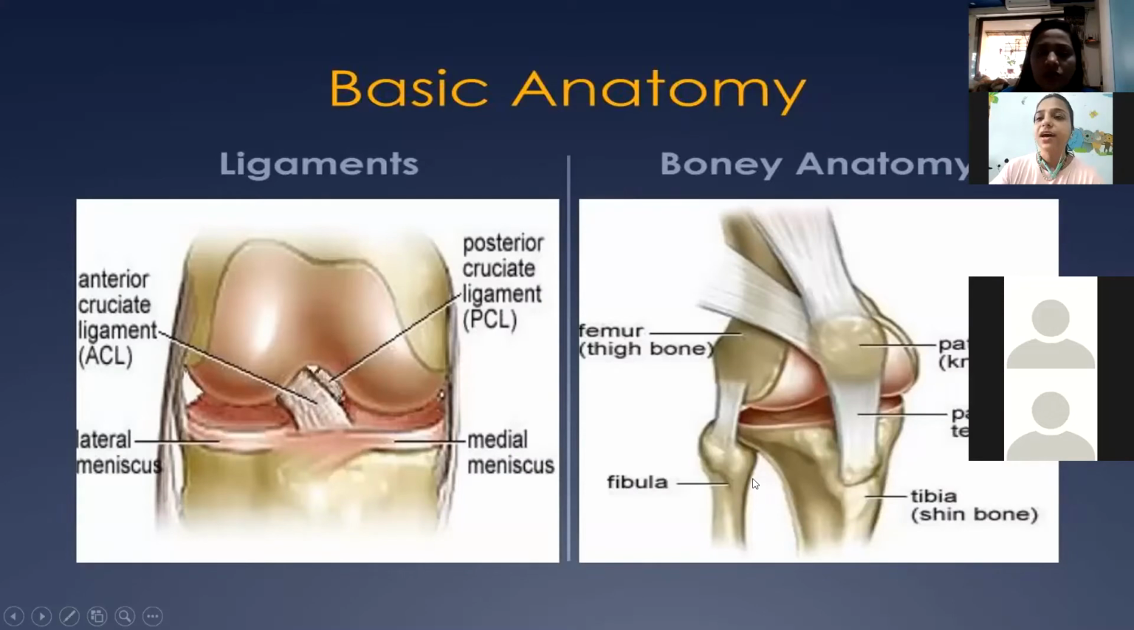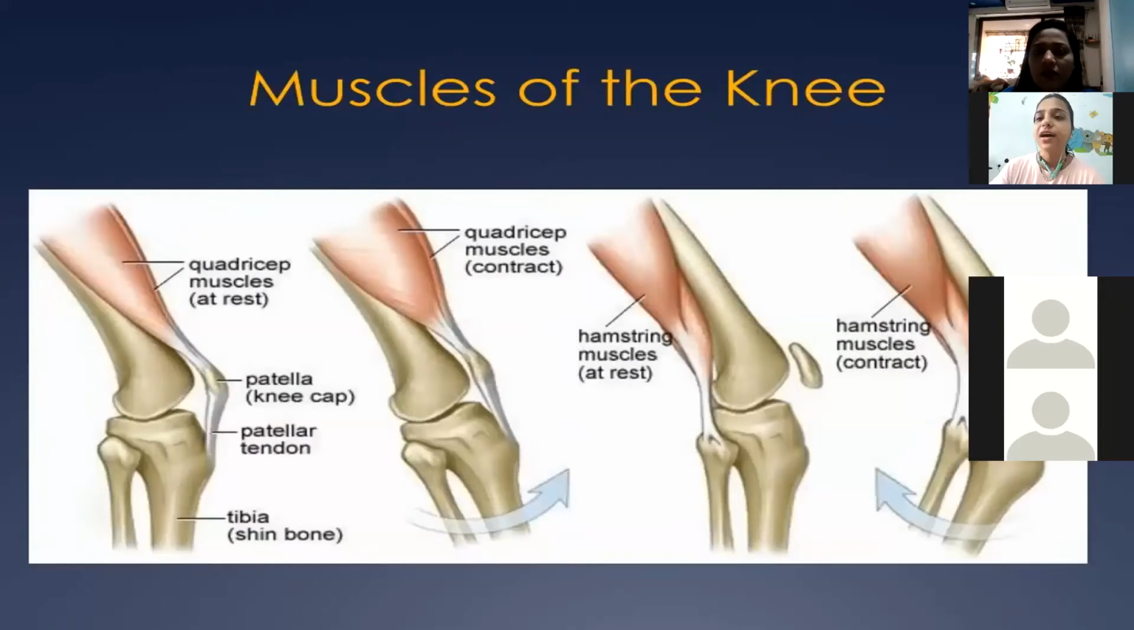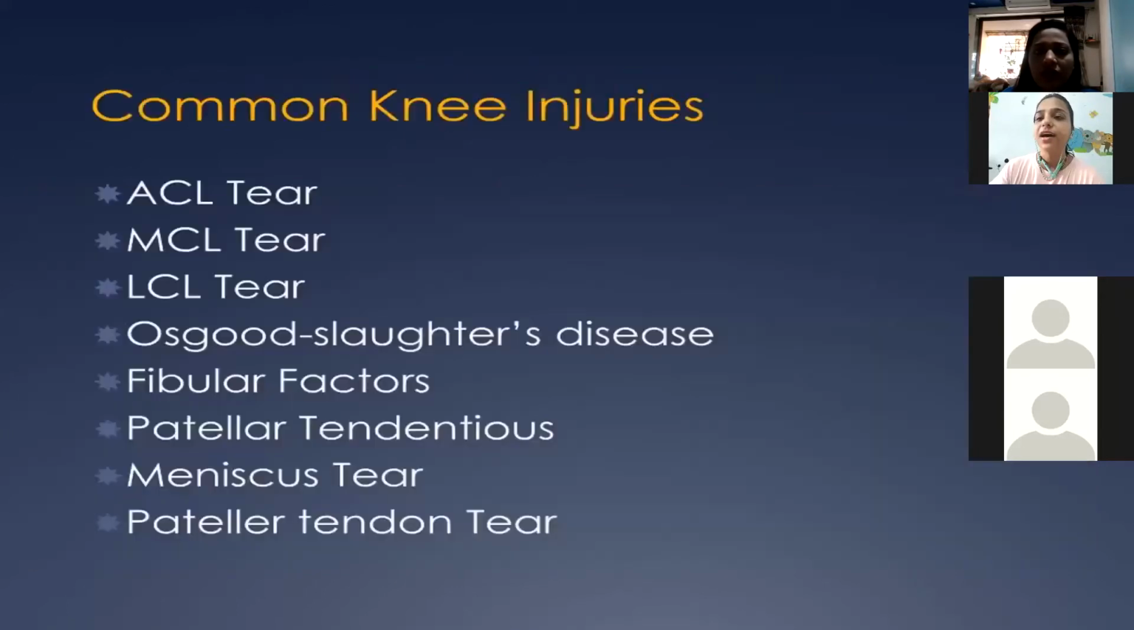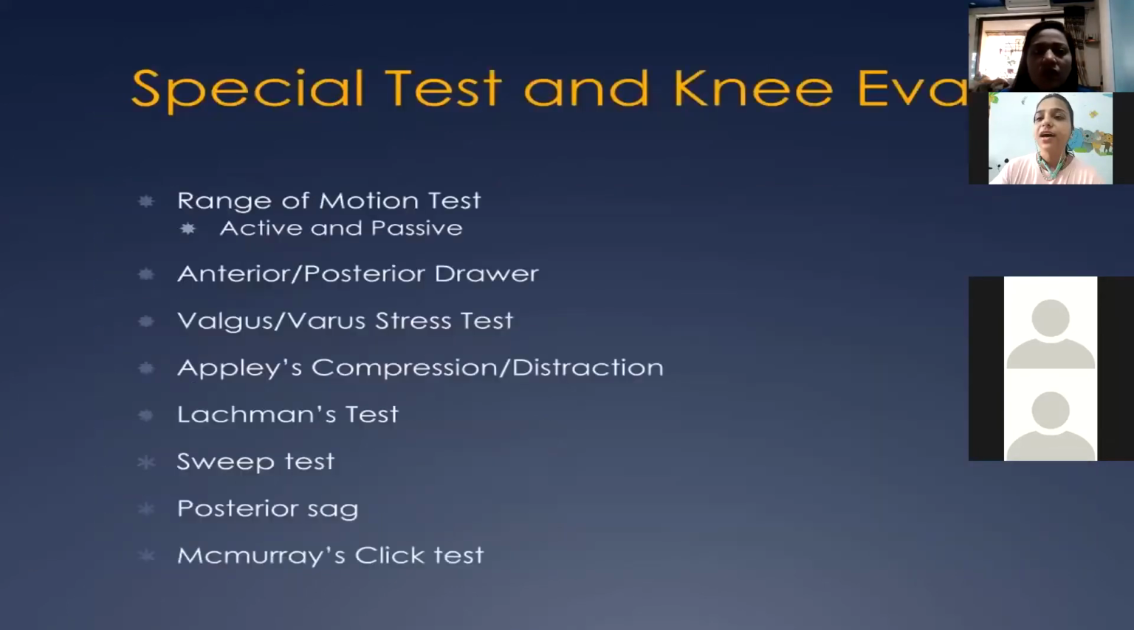Okay. So the basic anatomy is covered. The muscles of the knee joint are also covered. Common knee injuries are also covered. Now today's topic is the basic tests and evaluation of the knee joint. So in that, we first check the range of motion, actively or passively. Anterior drawer test, valgus varus test, Apley's compression test, Lachman's test, Swift test, posterior sag test, and McMurray's test.